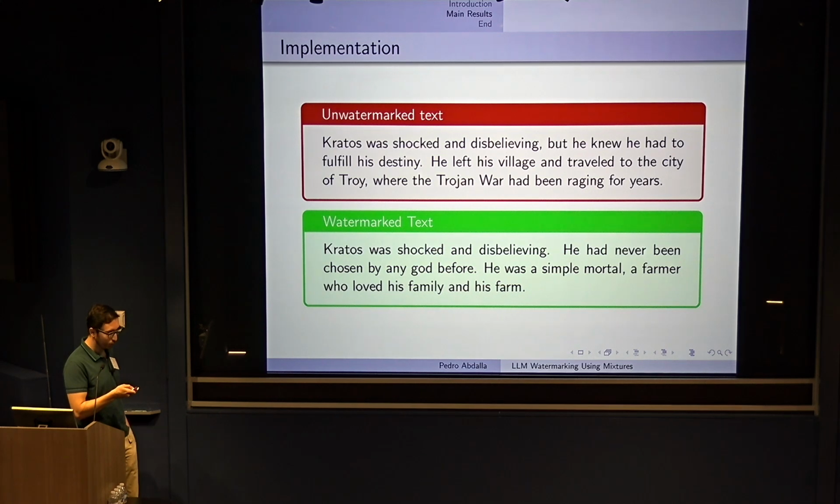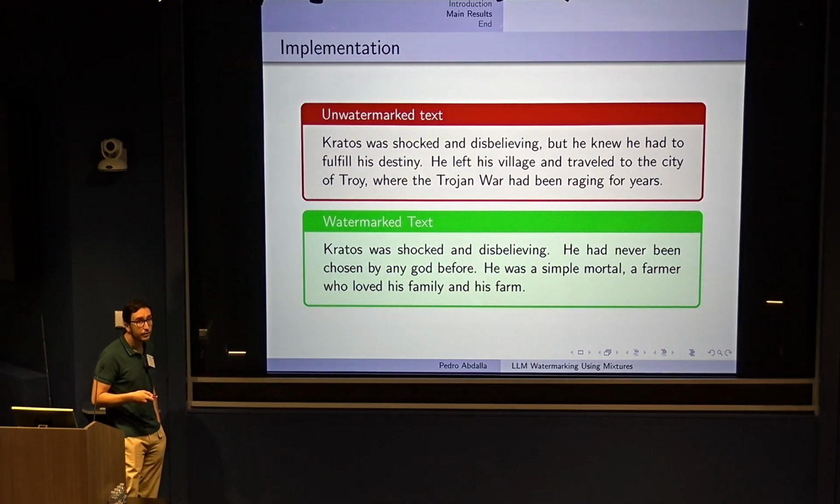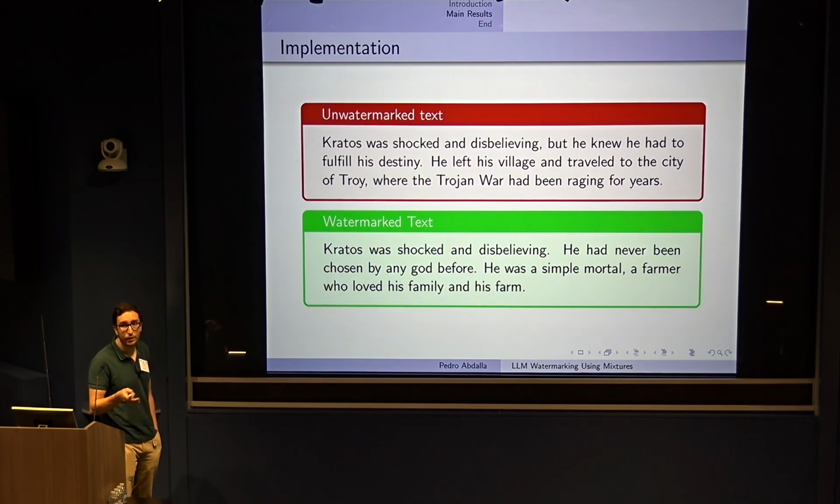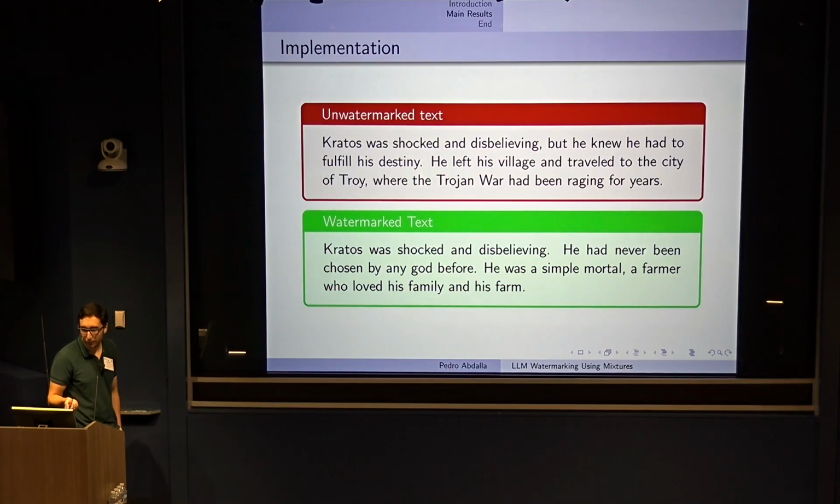Okay, so to wrap up, some implementation. I asked it to write a story about Craters and ancient Greeks, and I put a more specific prompt to see if the watermarked or unwatermarked versions start talking about completely different things. Fortunately, it was not the case. Here, the first sentence was even the same, and then the unwatermarked one talks about fueling the destiny and a village, and below was some kind of farm and chosen by God, etc. So this is storytelling. At least they are reasoning about similar things.